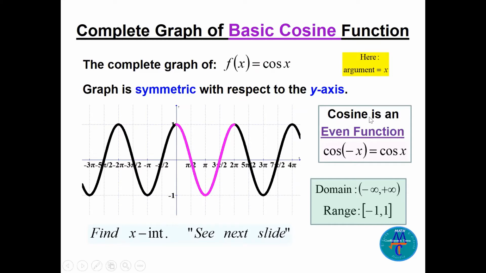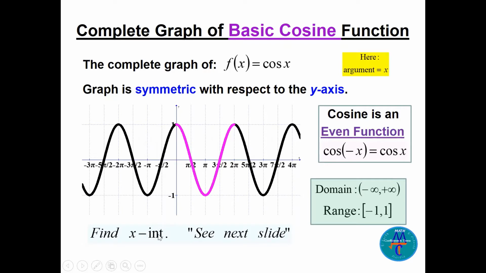And we know the cosine function is an even function. Cosine of minus x is the same as cosine of x. And every function which is even is symmetric with respect to the y-axis. So we can see here half of the graph to the right of the y-axis and the other half to the left of the y-axis. And this colored part here is 1 period of the cosine function. The domain is all real numbers, the same as the sine function, and the range is the closed interval from -1 to 1, also as the sine function.